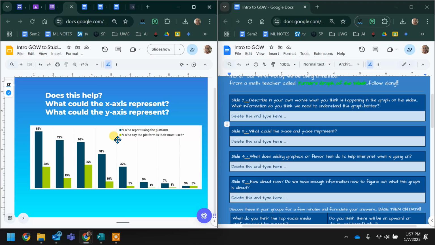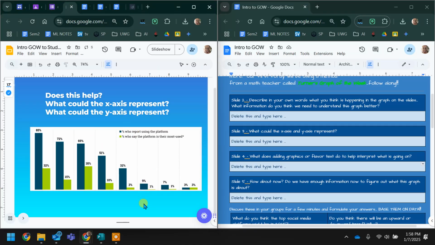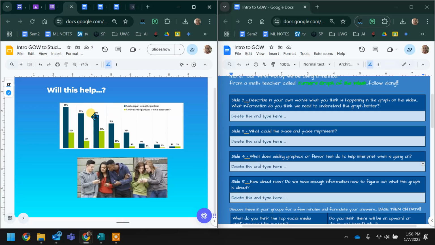We'll give you some instruction up here, and then we'll add more to the graph as we go along. So what could your x-axis and your y-axis represent? Start thinking about what we have added to the graph itself here. What else is going on? And what does adding graphics or flavor text, other stuff, help you do as you're interpreting what's going on in the actual graph itself? So we've got some graphics here, you've got some other stuff going on, and then we'll continue to add more to the graph. You get some more here. Do you have enough information to finally figure things out?